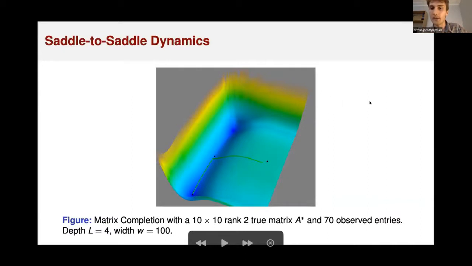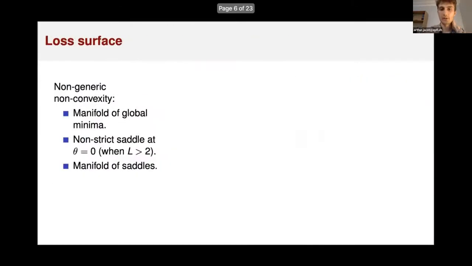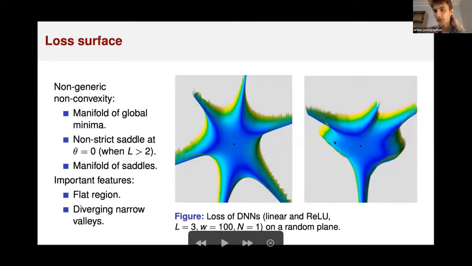Now, do you expect the same pattern of one flat region and many narrow valleys to hold for nonlinear networks? Actually, for this first picture, I forgot to mention that the one on the right is for a nonlinear network. So you see a very similar picture. And I think the fact that the NTK regime is related to these narrow valleys in nonlinear networks is kind of clear now.